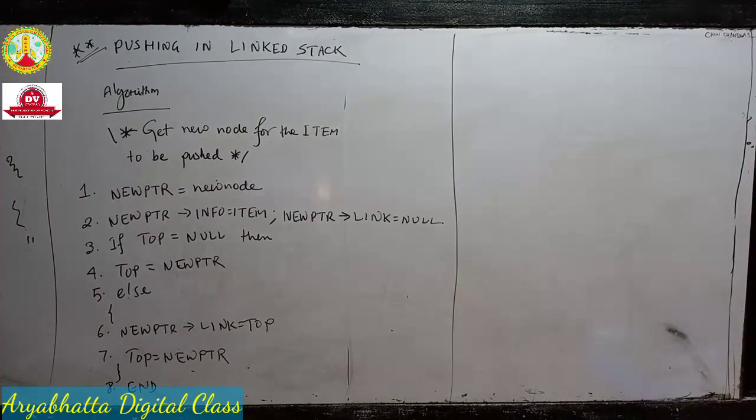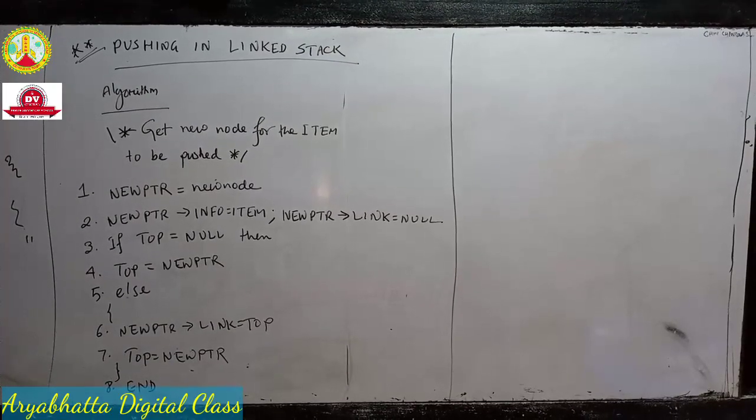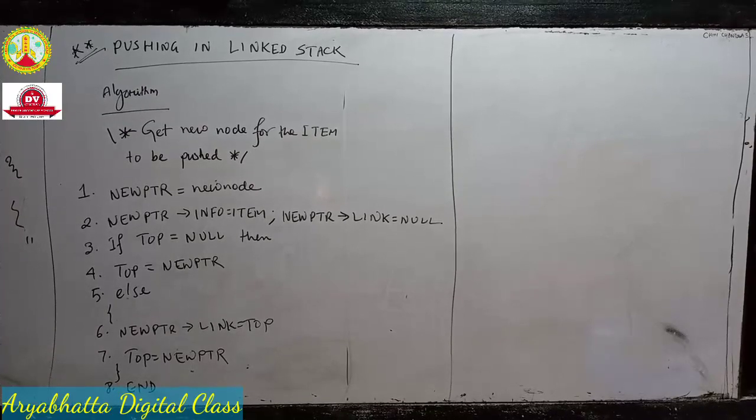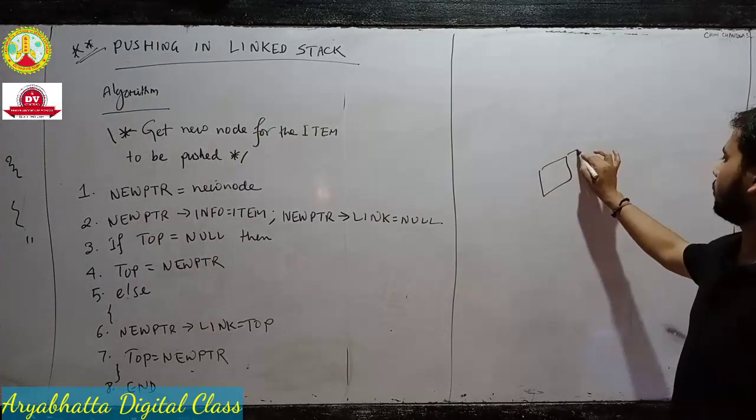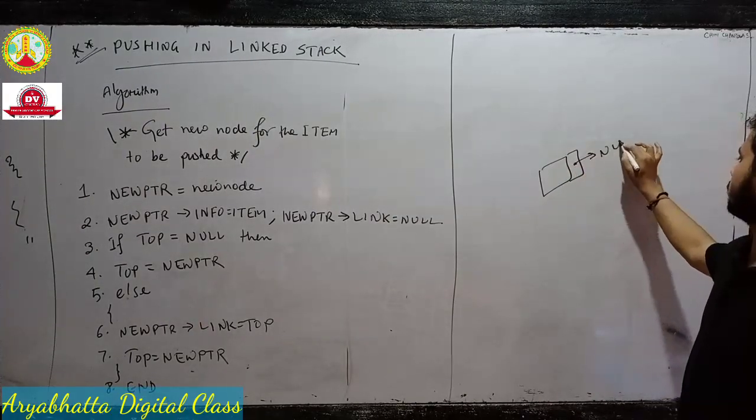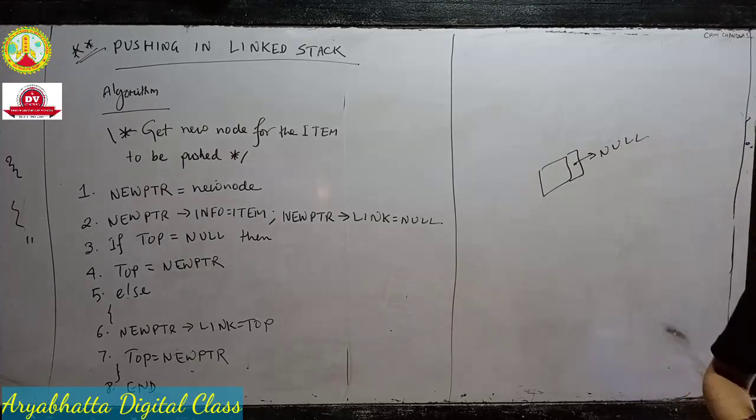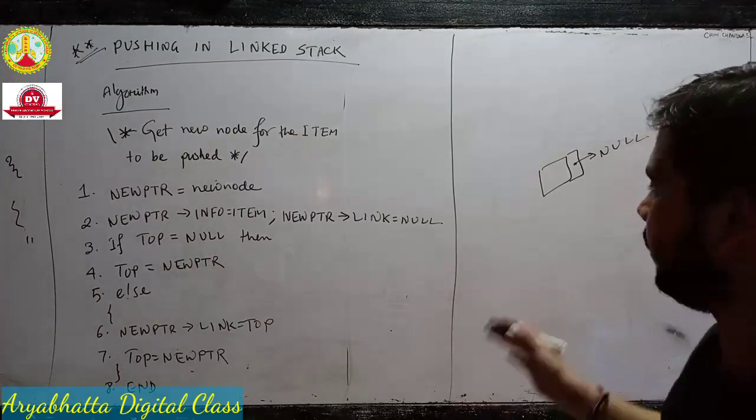Pushing in linked stack means get new node for the item to be pushed. First of all, new BTR is equal what? New node. Okay. New BTR is equal new node, and new BTR info is equal item name, means we have to create a new BTR. Suppose this is a new BTR. Until it is inserted, it will be independent.